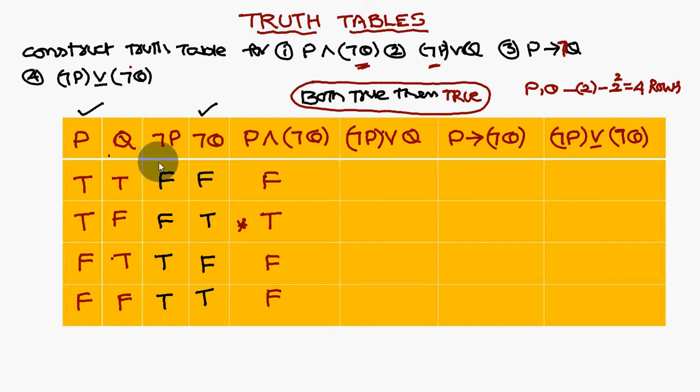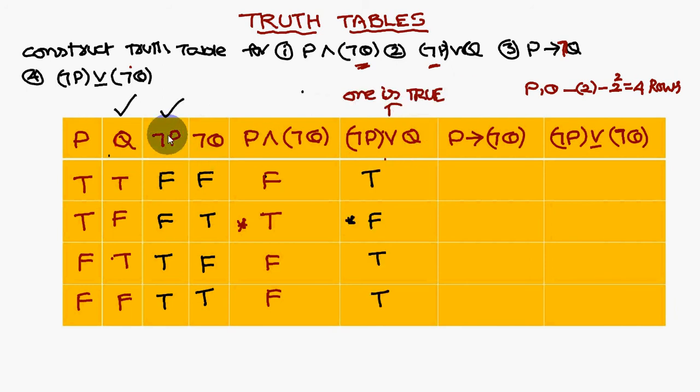Next, not P or Q. Not P is this column, and Q is this column. Or means at least one should be true. Therefore this is true. Here it fails. Here it works. Here it is also true. Here it is also true. So only one failed. Remaining are trues.